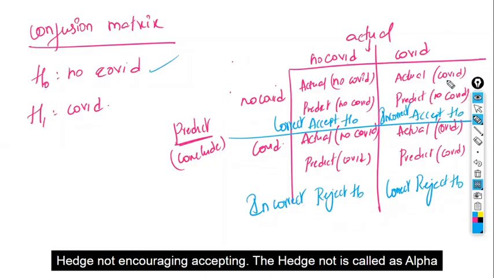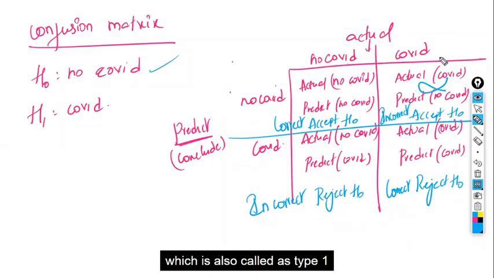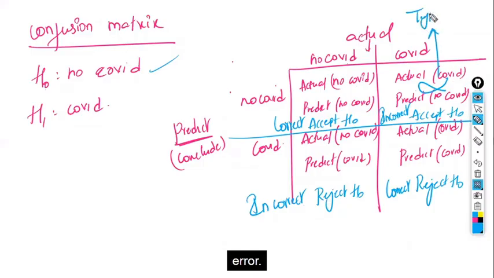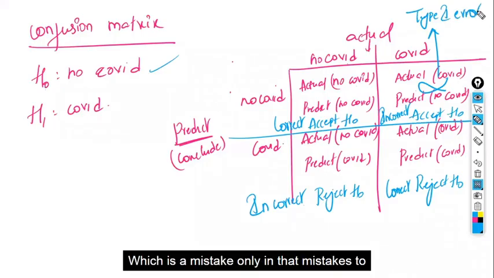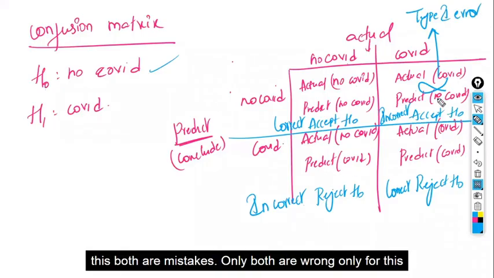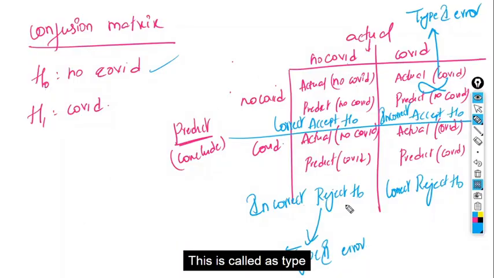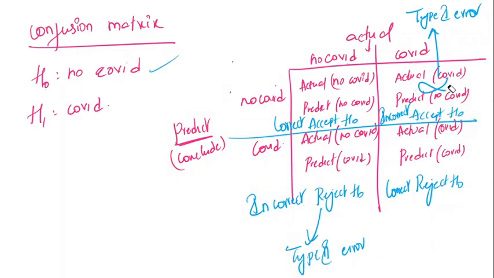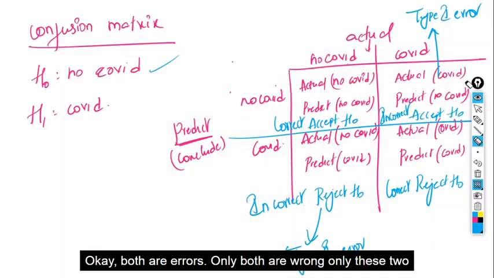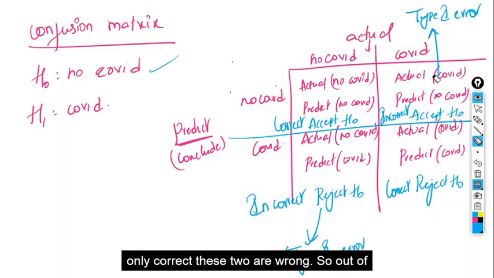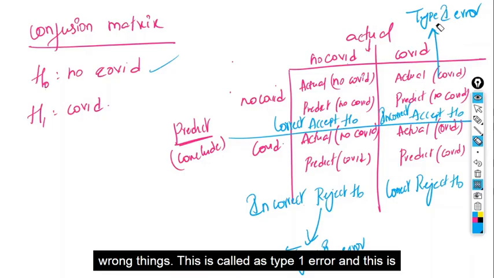Incorrectly accepting the H0 is called alpha, which is also called type 1 error, which is a mistake. Both are mistakes only, both are wrong. This one is called type 1 error and this is called type 2 error. Okay, both are errors, both are wrong. These two are correct, these two are wrong. So out of the wrong things, this is type 1 error and this is type 2 error.